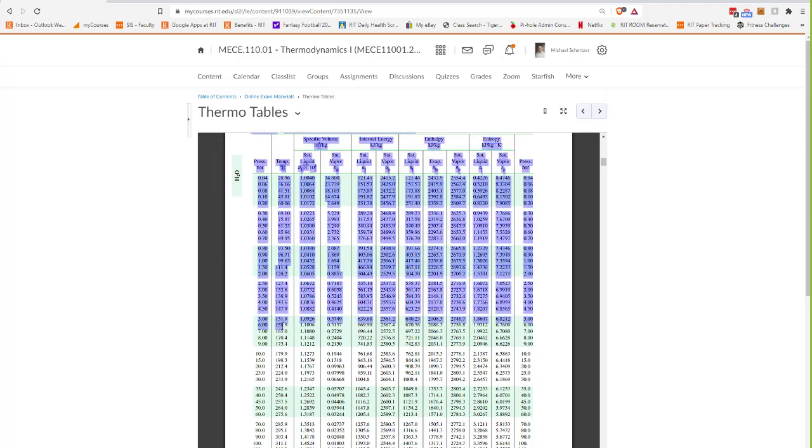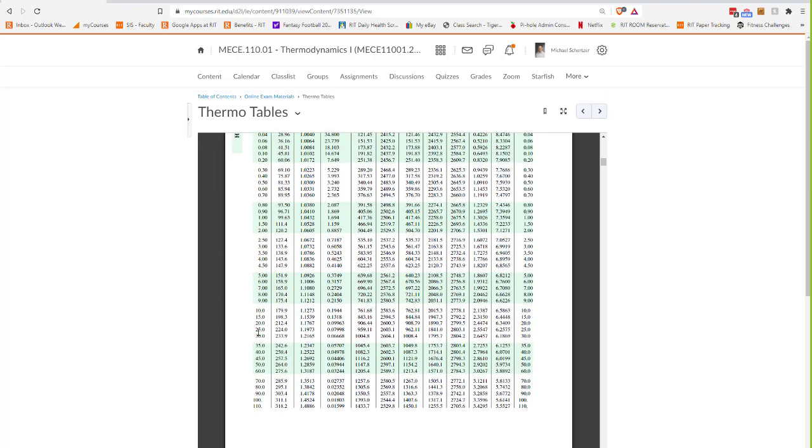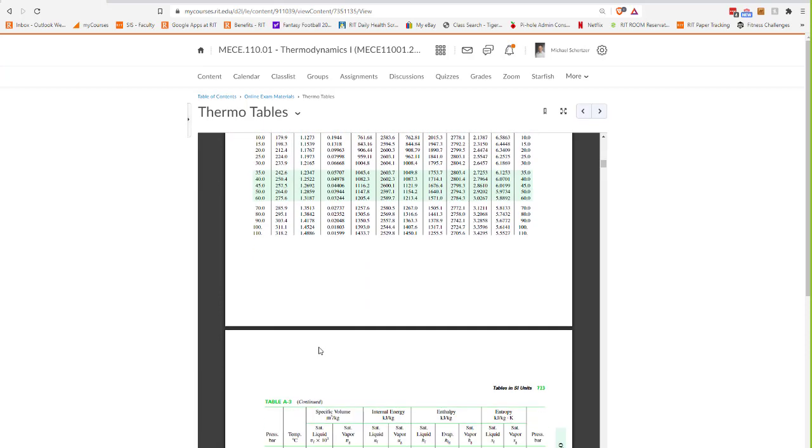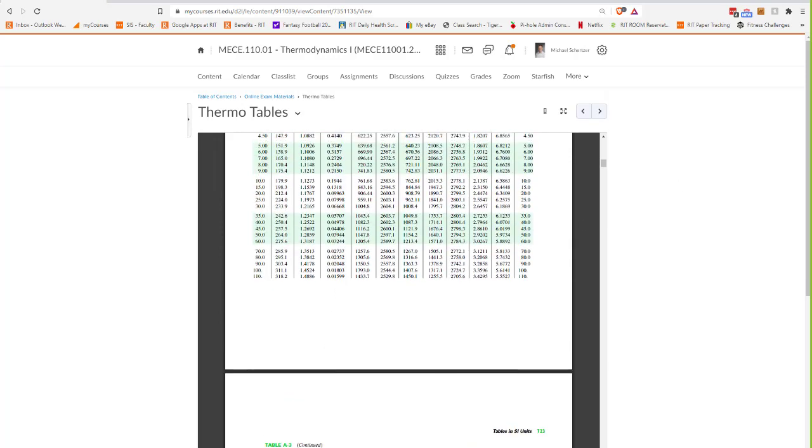But it's between 1 and 1.1, up until we get to 7 bar, so that's not terrible. It's always about 1 over 1,000. If you get to 220 bar, then it's 3, so it's not always 1. But 1 is a pretty good approximation if you're just going quick.